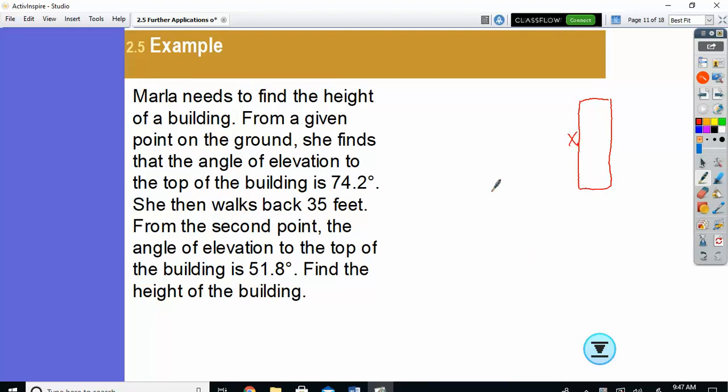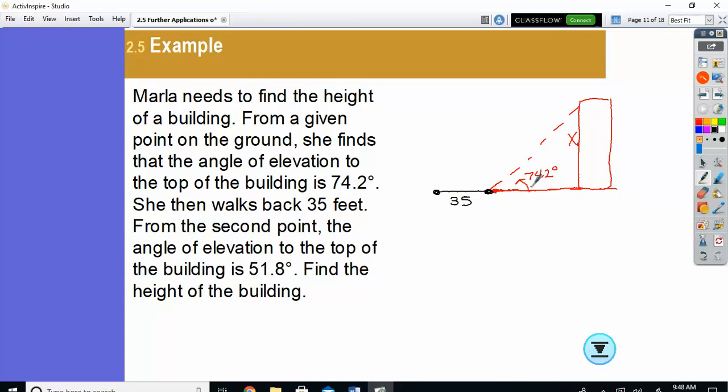From a point on the ground, so the ground would be here. Angles of elevation, they go from a horizontal, so that would be the ground, up. So the angle we're referring to is right there. That angle is 74.2 degrees. She then walks back 35 feet. So she's standing here. She backs up 35 feet.